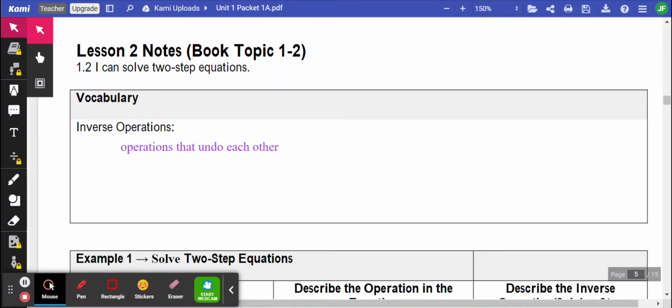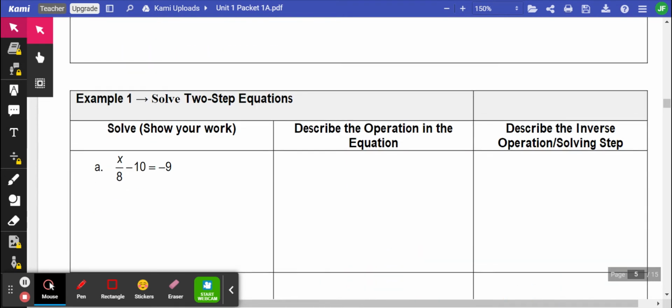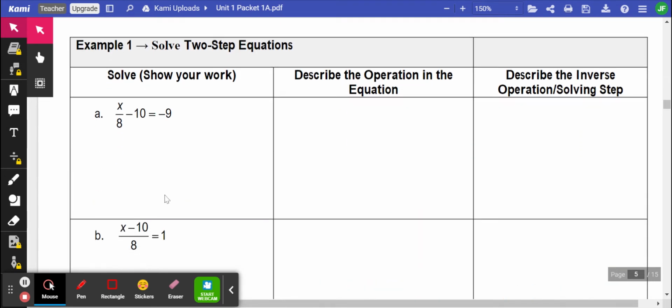Today we're going to continue with solving equations and look at 1.2, which is solving two-step equations, and that does match up still with book topic 1-2 if you are using our online book. And just to review from the last lesson, inverse operations are operations that undo each other, so addition and subtraction and multiplication and division.